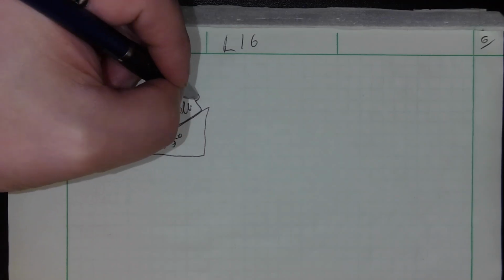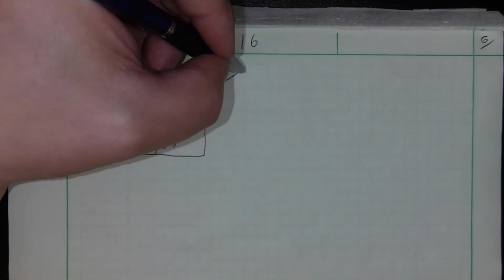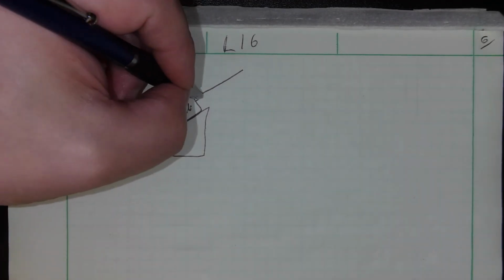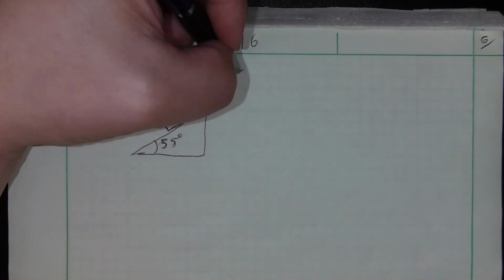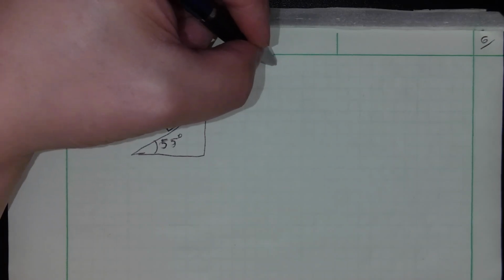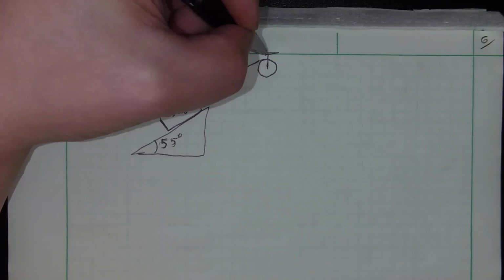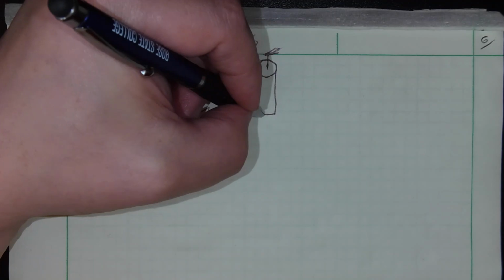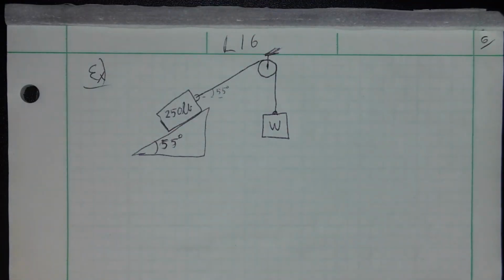This block's got a hook on it, and we'll pass a cable over that hook. That cable's going to come out parallel to that. It's also going to be at 55 degrees, so we know what the angle on that cable is. That cable's going to pass over a pulley. This pulley is going to be attached to the ceiling up here in my header up there. And the cable's going to come straight down on the other side. Vertically straight down, we're going to attach to it some weight W.